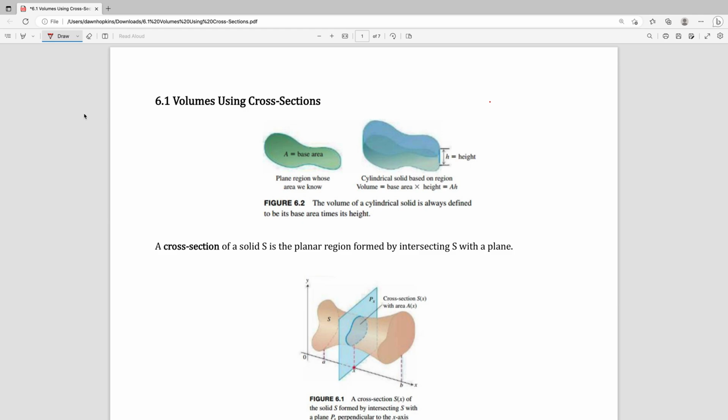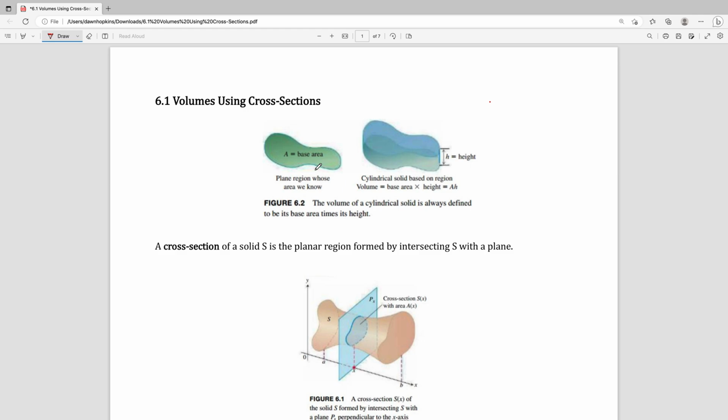We're going to start out chapter 6 looking at volumes. I'm going to look at volumes using cross sections in a couple different ways. The basic idea here stems from finding the volume of a prism. The basic formula for the volume of a prism is the area of the base times its height. You can see for this first picture here, even if it's an unusual shaped base, as long as you can find the area of that base and multiply it by its height, you have found the volume.